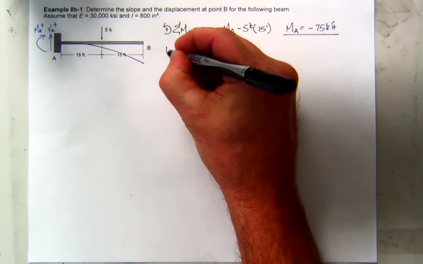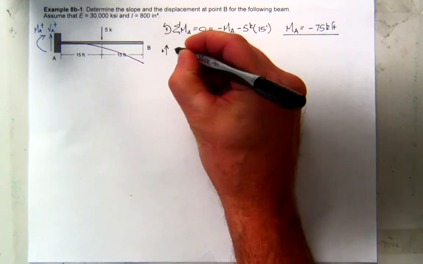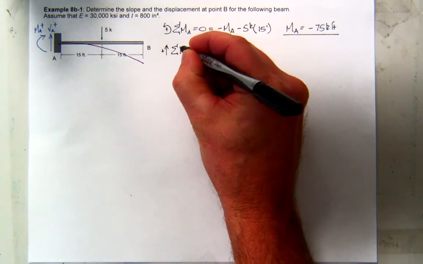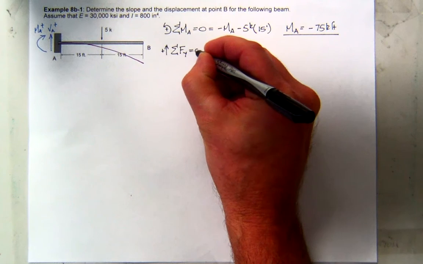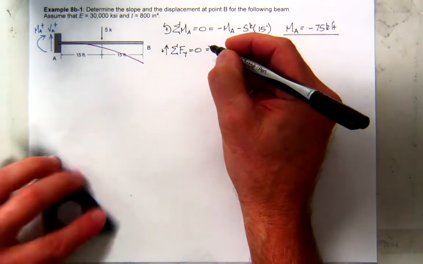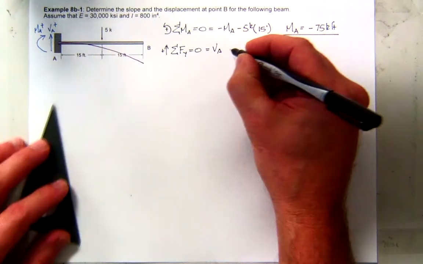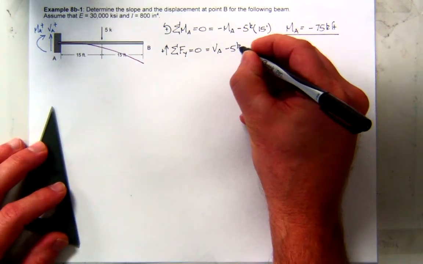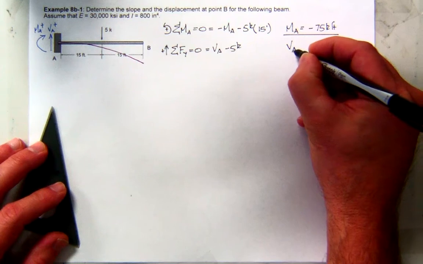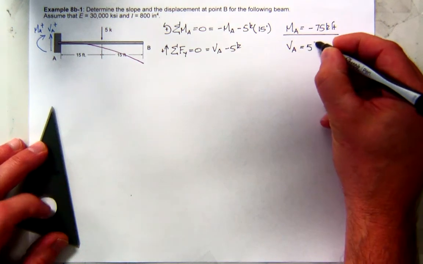While we're here, let's go ahead and get the shear force, which shouldn't be too challenging. It's only two forces. My shear force is acting up, BA. My load is acting down. So it looks like the shear at A is 5 kips, positive shear.